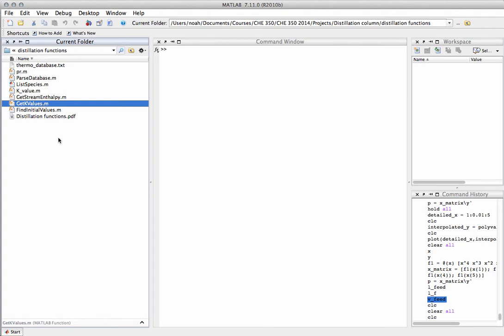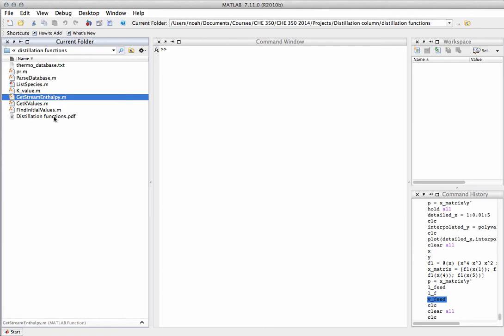The new functions now are getStream enthalpy and find initial values. Find initial values is going to set up your column at the beginning, so it will set up an initial guess for temperature, pressure, vapor and liquid flow rates, and compositions on the entire column. Those are the initial guesses that you begin iterating on. GetStream enthalpy is a calculator for the enthalpy of a stream in the column, and it's set up so it can calculate the enthalpies of all the streams simultaneously.